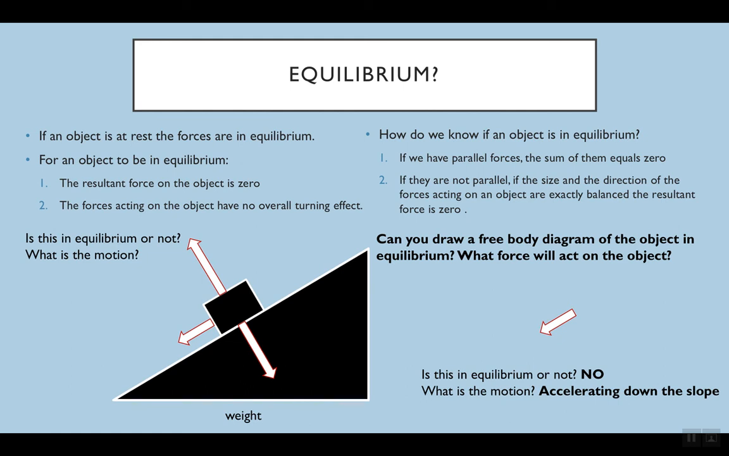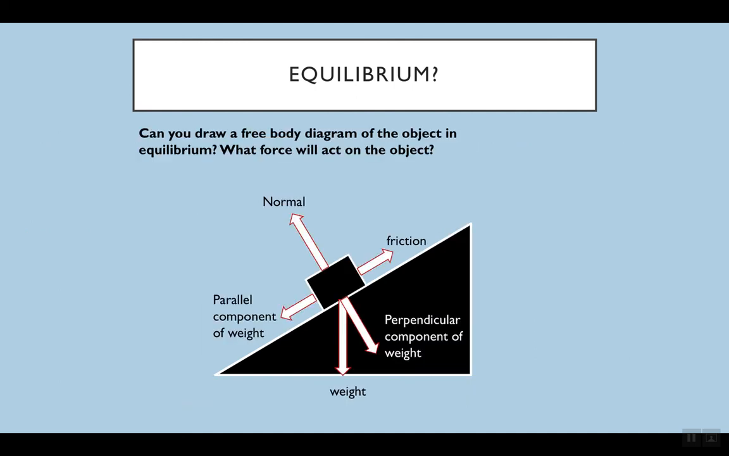Okay, so is there a way that this object could be in equilibrium on this slope? Have a think about what other force there might be acting on something on a slope, and what that would mean. Maybe try and draw it, maybe pause the video, and then we'll go through it.